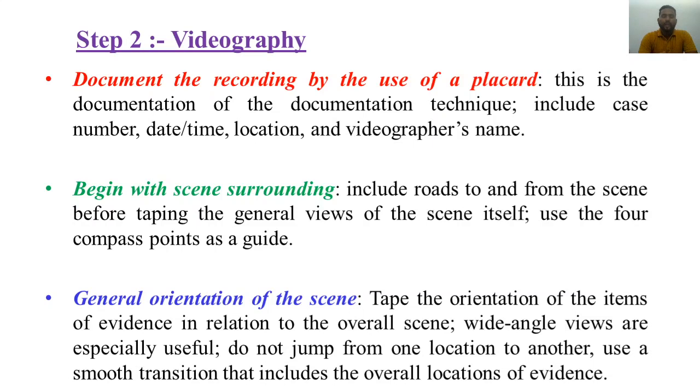The next, provide a general orientation of the scene. Videotape the orientation of item of evidence in relation to the overall scene. Wide angle views are especially useful. Do not jump from one location to another. Instead, use a smooth transition that encompasses the overall location of evidences.